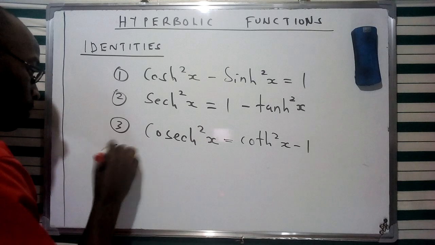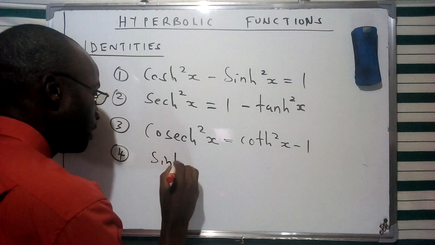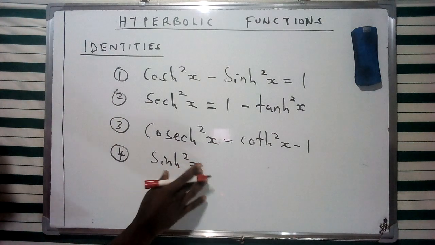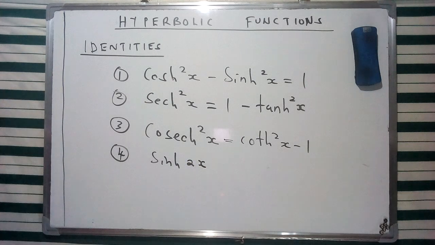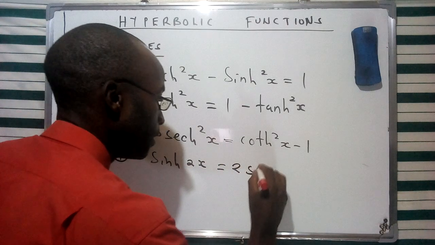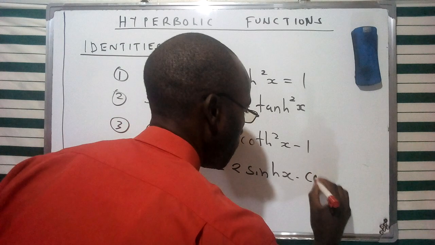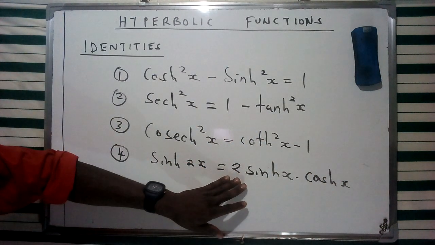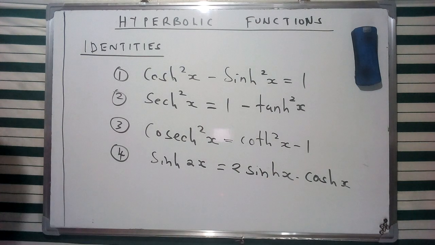Number 4 is somewhat different: the sinh of 2x is equivalent to 2 sinh x multiplied by cosh x. So this is a coefficient of 2 and the product of the sinh of x and the cosh of x.